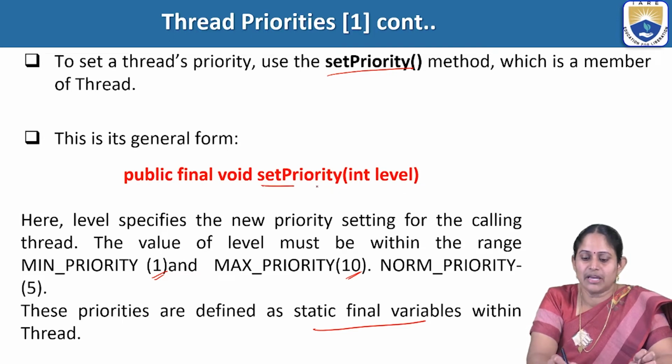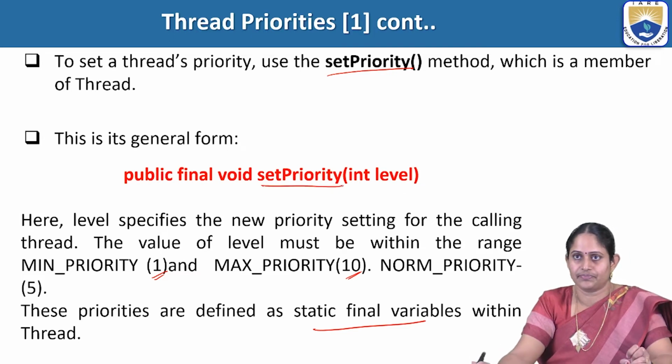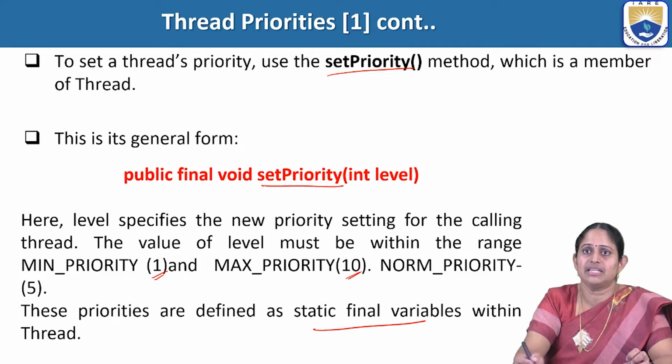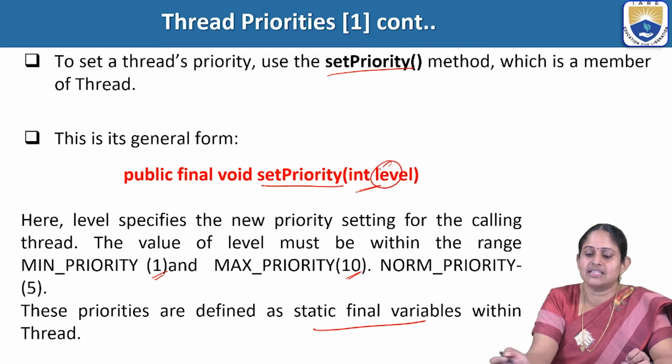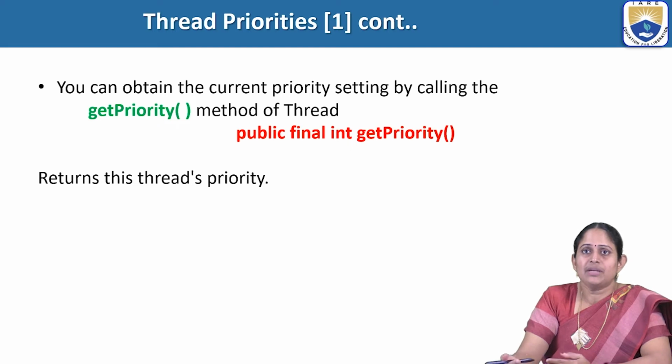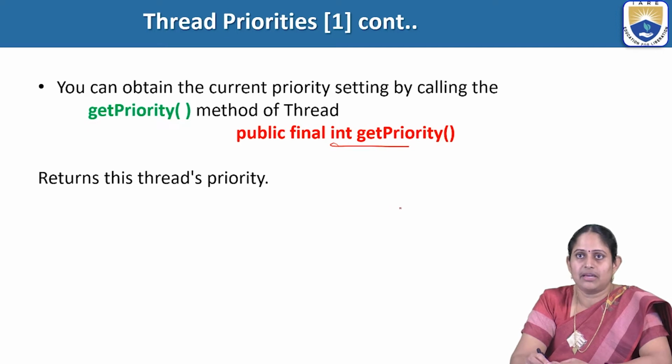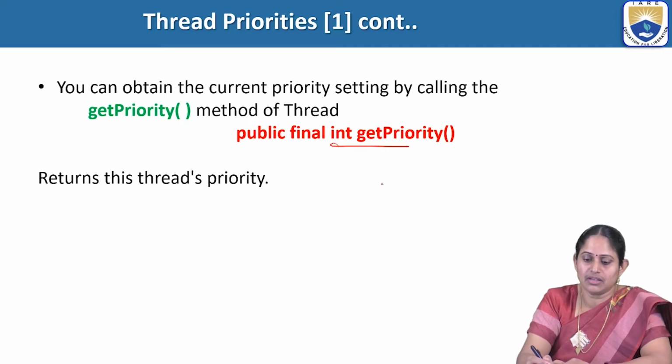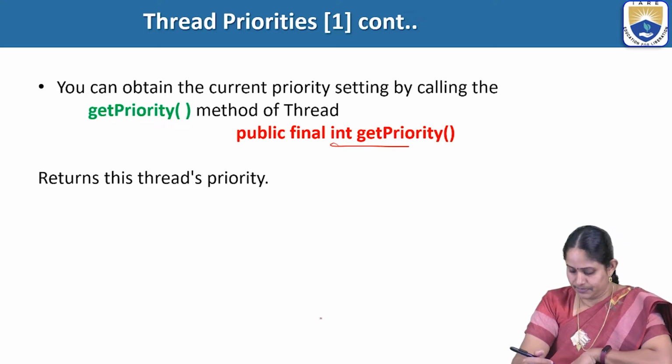So we can set the priority by making use of the setPriority method, and this is the syntax for it: public final void setPriority(int level), where level indicates the priority value. To get the priority of the currently executing thread, we make use of the method getPriority. When we call getPriority on any executing thread, it will return the thread's priority.